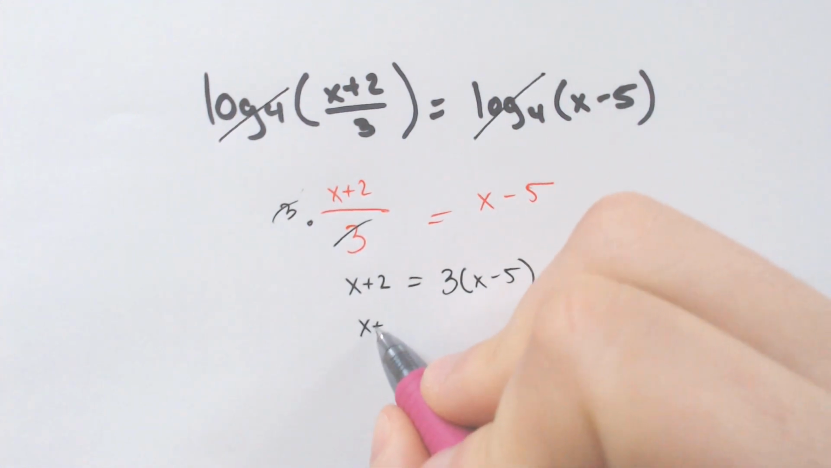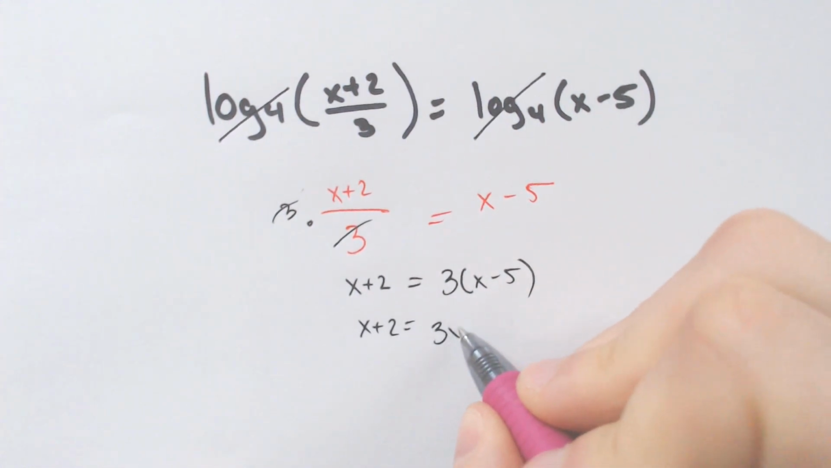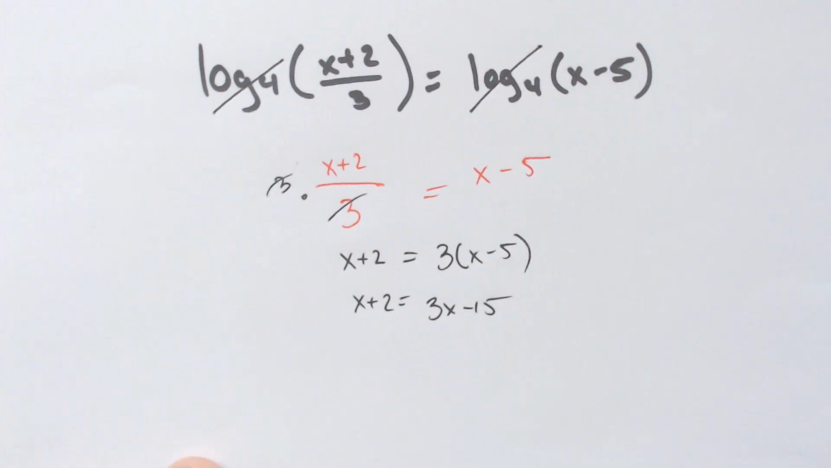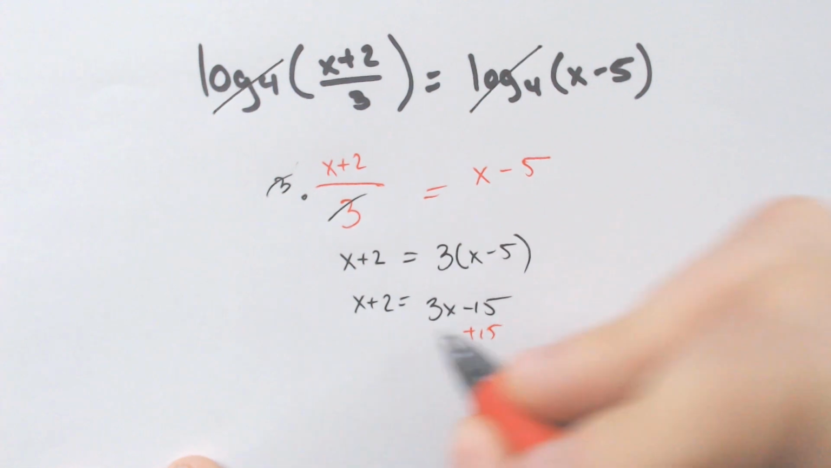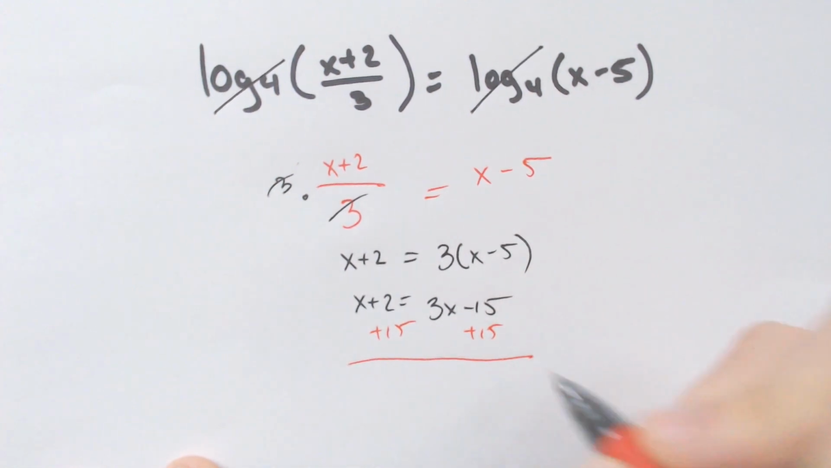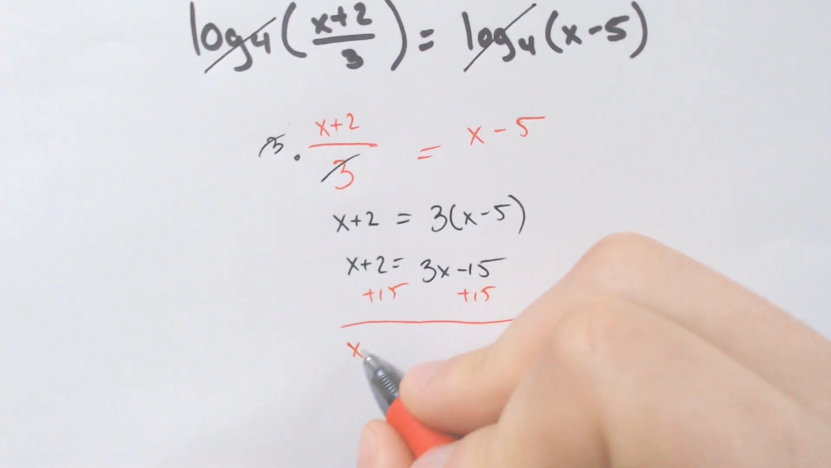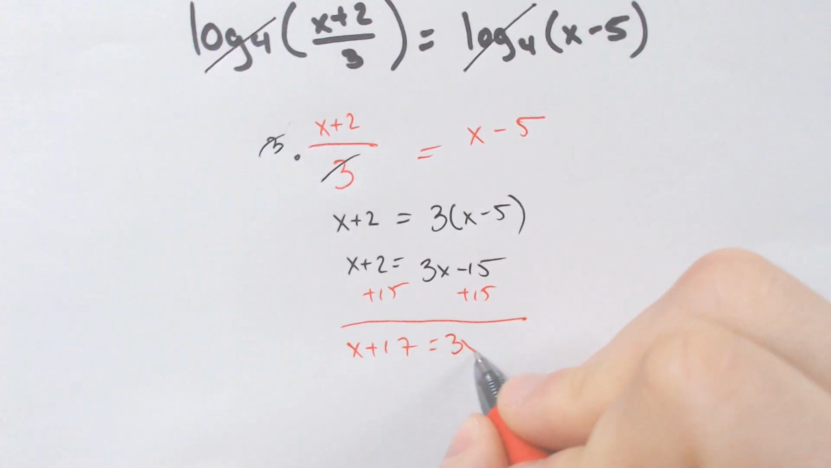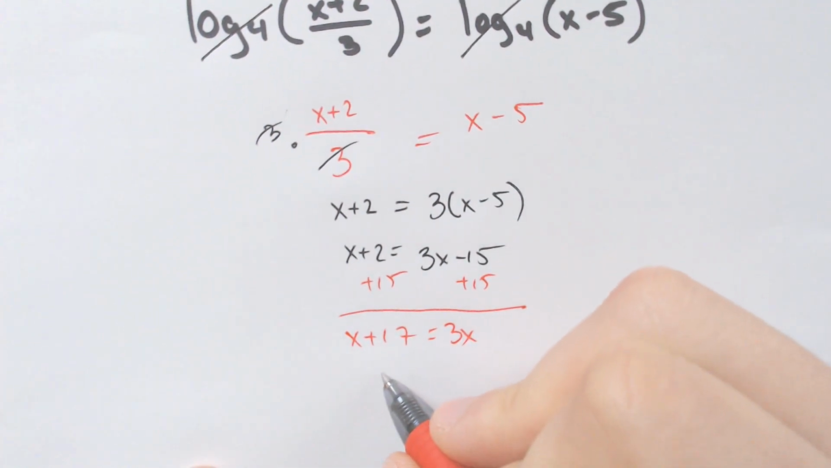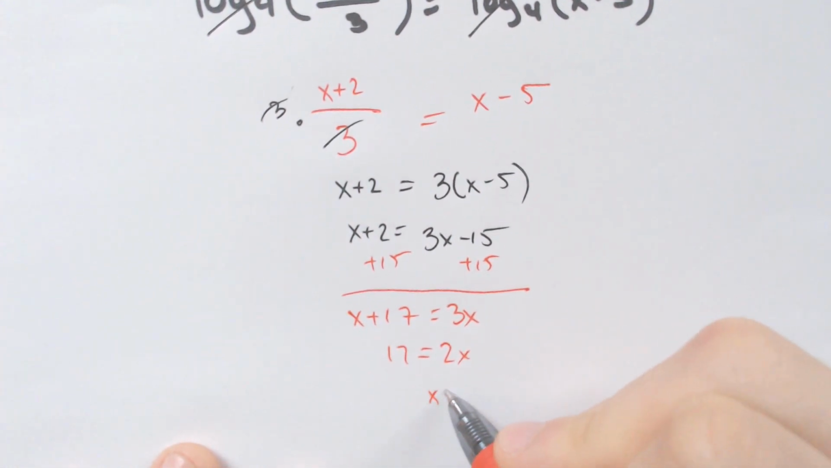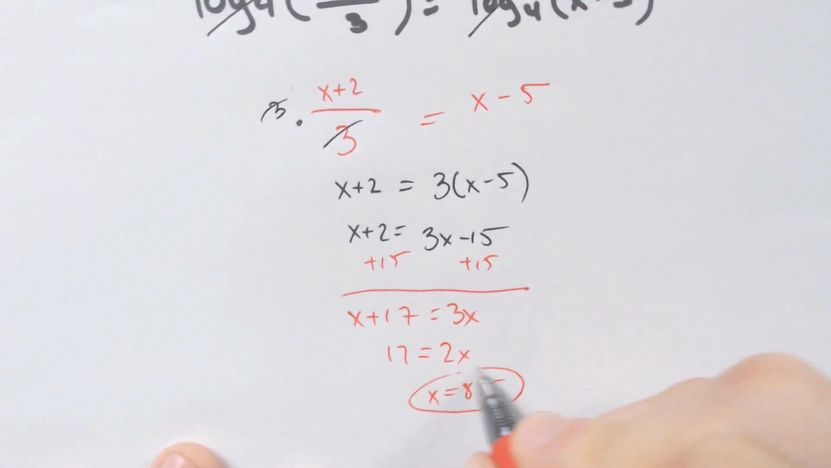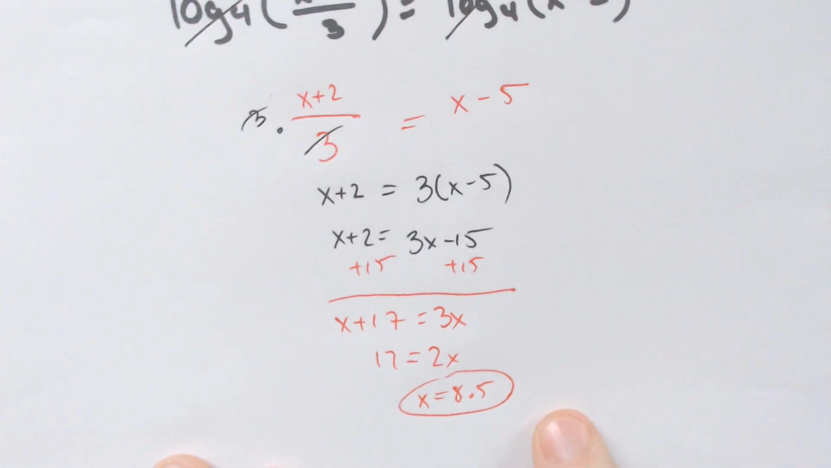Distribute the 3, x plus 2 would equal 3x minus 15. Solve it like you like to solve things, so I would add 15 to both sides probably. I don't know why, but that's what I'm feeling. x plus 17 would equal 3x. Subtract x, get 2x. Divide, x would equal 8.5. So that one, we got the value for x.